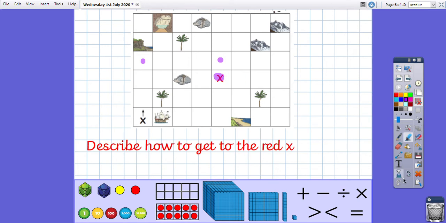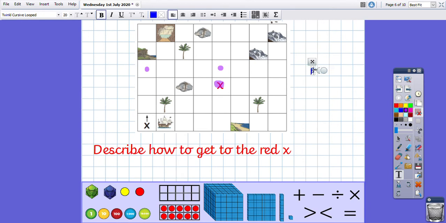The key words you might need are forwards, backwards, left, right, anti-clockwise, clockwise, turn, half and quarter. They are the words you might need to help you describe how to get to the red cross.